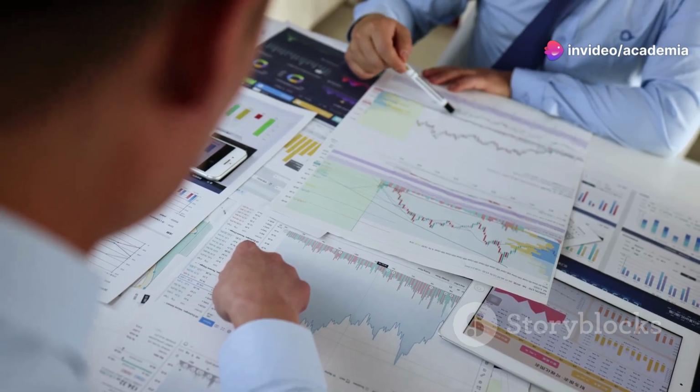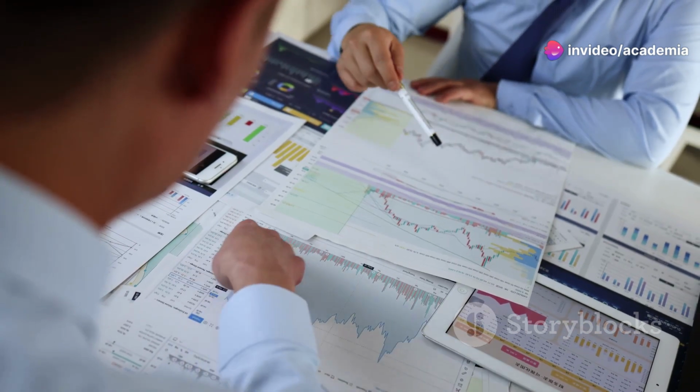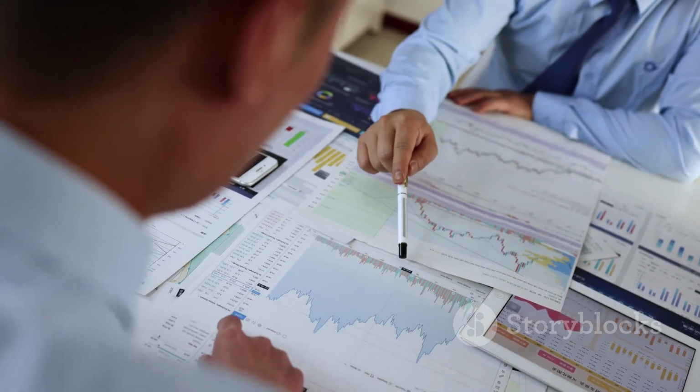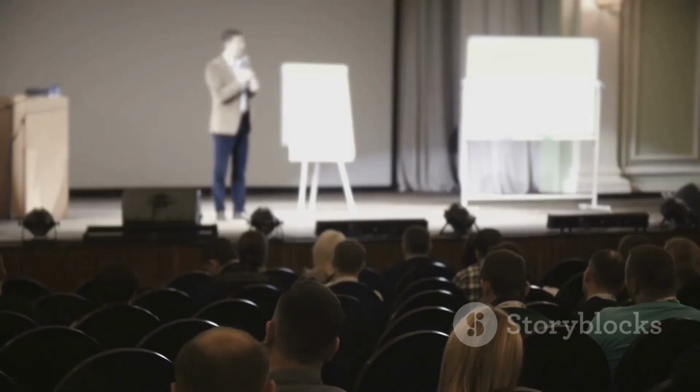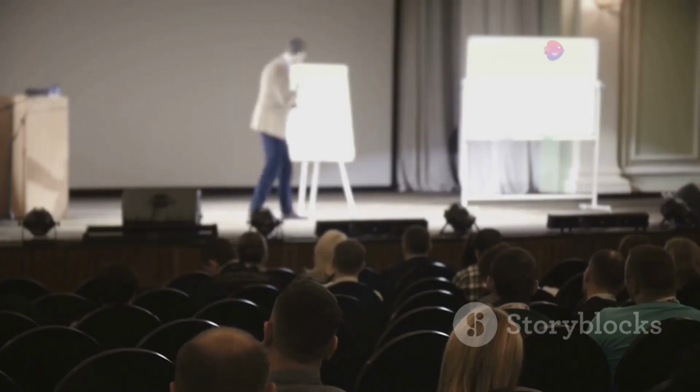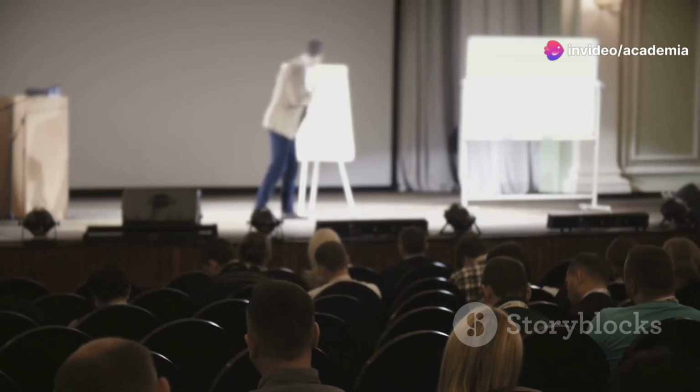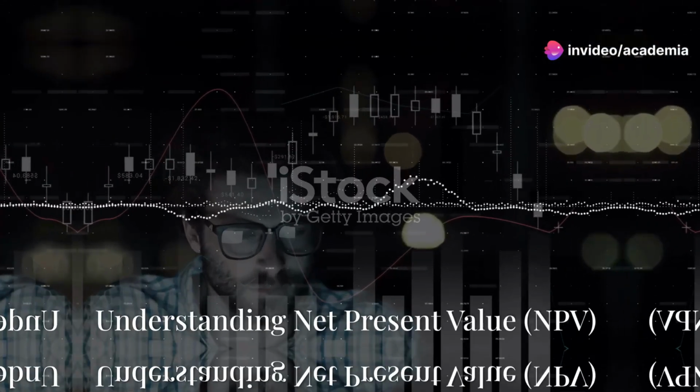The NPV method is a valuable tool for decision-making in capital budgeting, helping businesses prioritize projects that offer the best returns. In the following sections, we will delve deeper into the intricacies of NPV, exploring its calculations, applications, and limitations in greater detail.